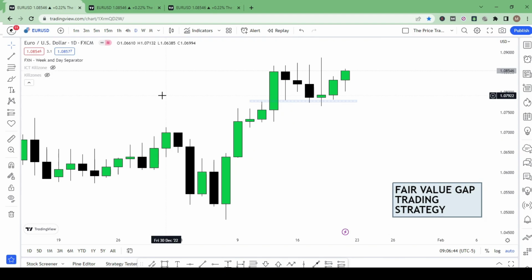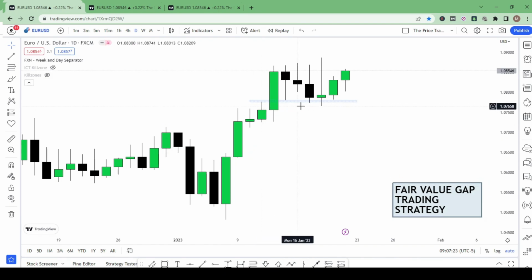So today we're going to be looking at a fair value gap trading strategy that I've personally developed over years of experience. First of all, what I like to do is look at the daily chart. This is the Euro USD daily chart. I like to look at fair value gaps within the daily chart. I start my analysis on the daily chart, and then I come up with a potential area where the market may revisit. In this example, we are looking at the Euro USD continuing higher.